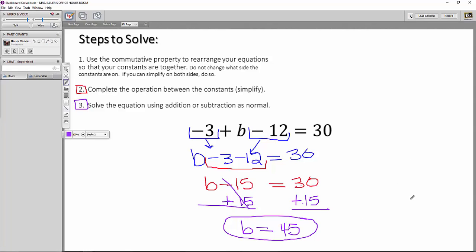Don't forget to do your check. For the time's sake of this video, we're going to skip our check, but you should make sure that you're doing it every time. So the point of the check here is you should know whether or not your answer is correct before you even submit it to me, because you can check and make sure by putting it back into the equation that you get what you're supposed to. And those are our 3 steps.